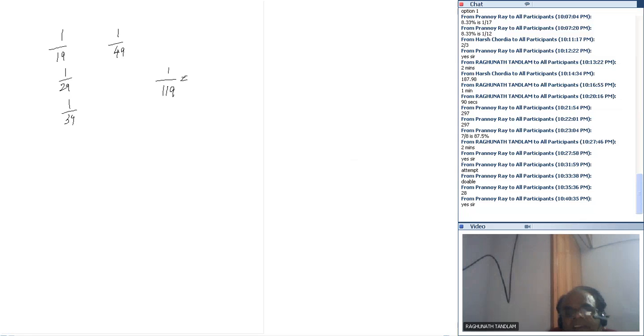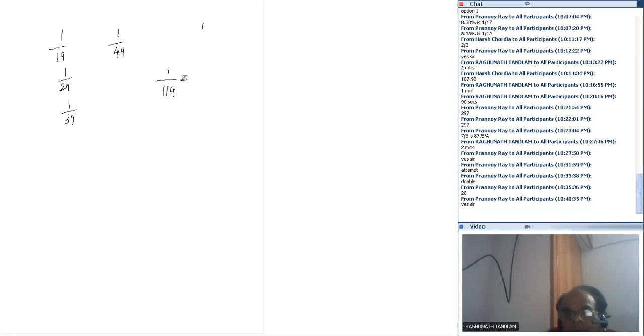There can be some approximation involved here. How do you do 1 by 119? What's the percentage? 1 by 119 is what percentage approximately? What's the next number to 119? I taught you in the class initially. Next number is 120. Divide 1 by 12.